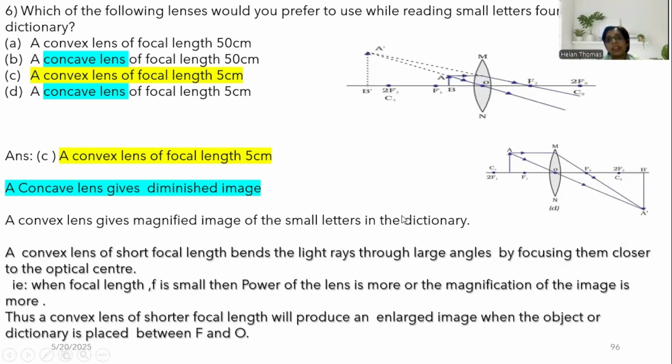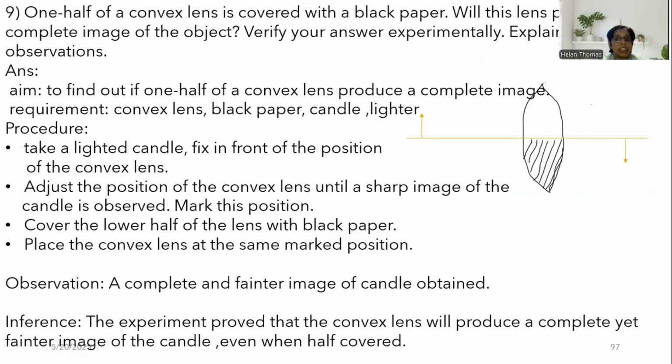You will hold the lens, say like 3 centimeter or lesser than 5 centimeter from the dictionary, so that you will get the enlarged image of the words or the letters in the dictionary. And so your answer will be C. And now the ninth question.